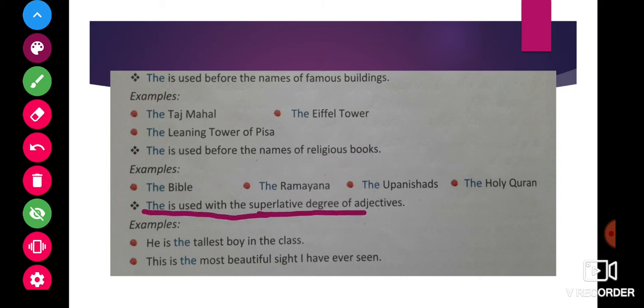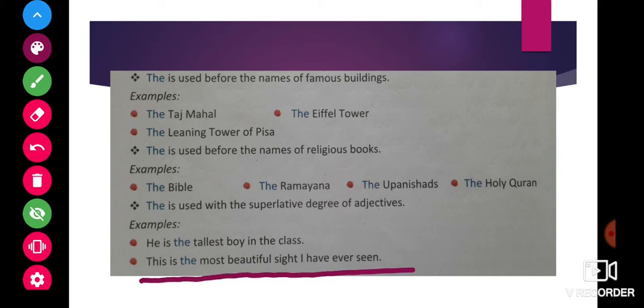The is used with the superlative degree of adjectives. For example, he is the tallest boy in the class. Here, tallest is a superlative degree. This is the most beautiful sight I have ever seen. Most beautiful is a superlative degree. So, before all the superlative degrees, we use the.